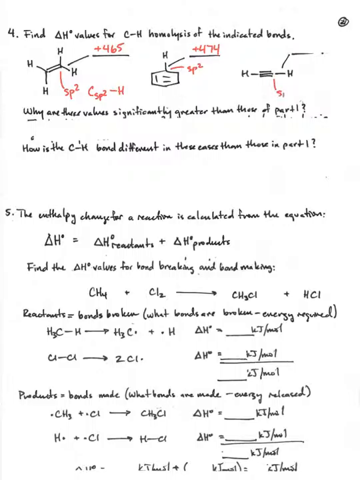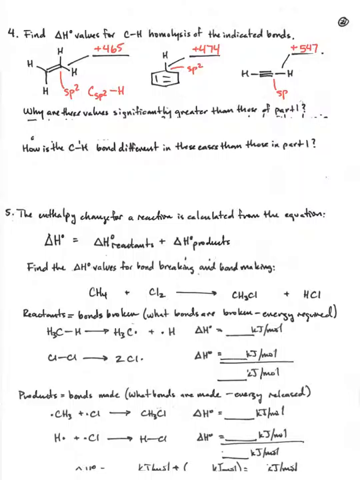Now this carbon is sp hybridized in acetylene. So we go up quite a bit, where we have 574 kilojoules per mole now. So you're able to now differentiate these homolytic dissociation energies based on hybridization of the carbon. A sub-question here is asking us, why are these values significantly greater than those of part 1? So we have to understand a little about where that unpaired electron is ending up in the homolysis.